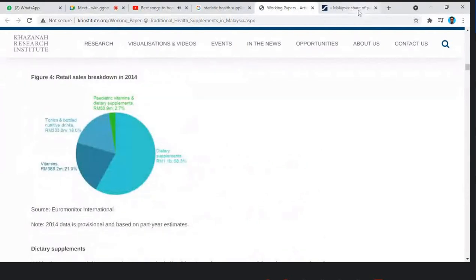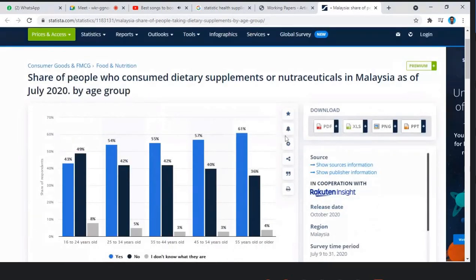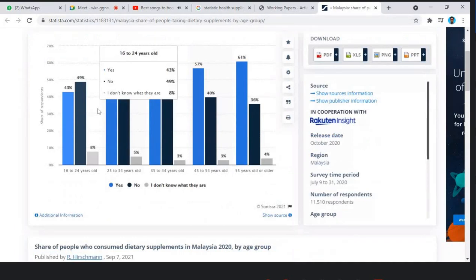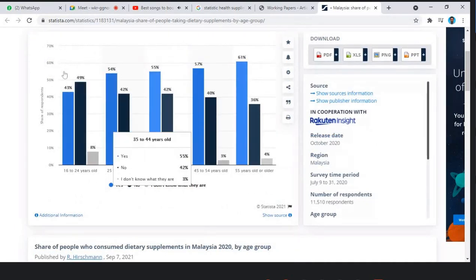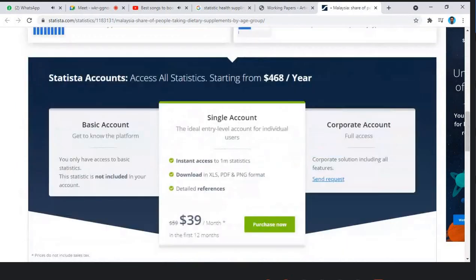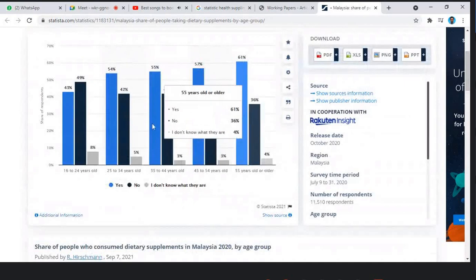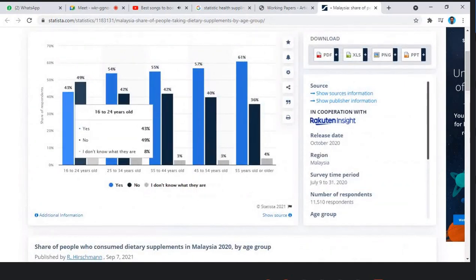So you can read. Another example is Statista, the international website. You can cite information from this website, for example, dietary supplements in Malaysia, July 2020, by group. You can start your story using the statistics from this website. For more detailed data you have to pay, but you can use this basic information in your introduction section and background of the study, 1.1, 1.2.